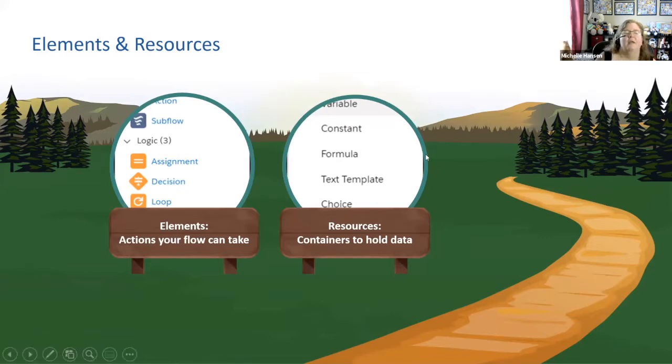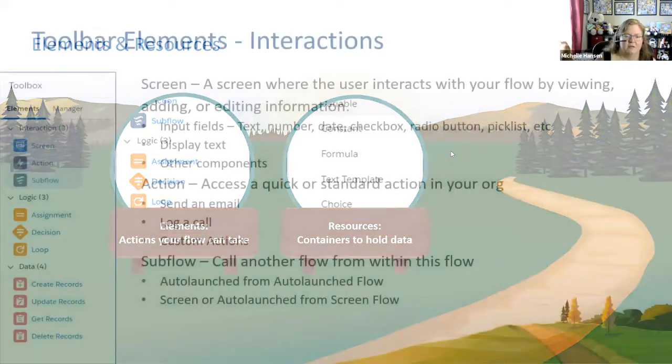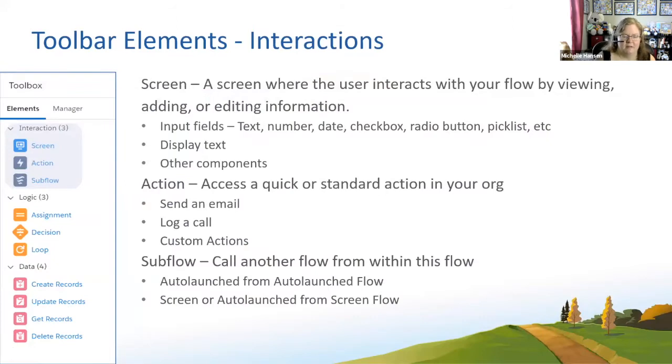All right. So elements and resources. Elements are actions that your flow can take, more or less, and resources are containers that you're going to use to hold data in your flow. So if we look at the toolbar, there are different types of elements available based on the type that you select. So for example, I'm using a screen flow, so I have the ability to put a screen in there.